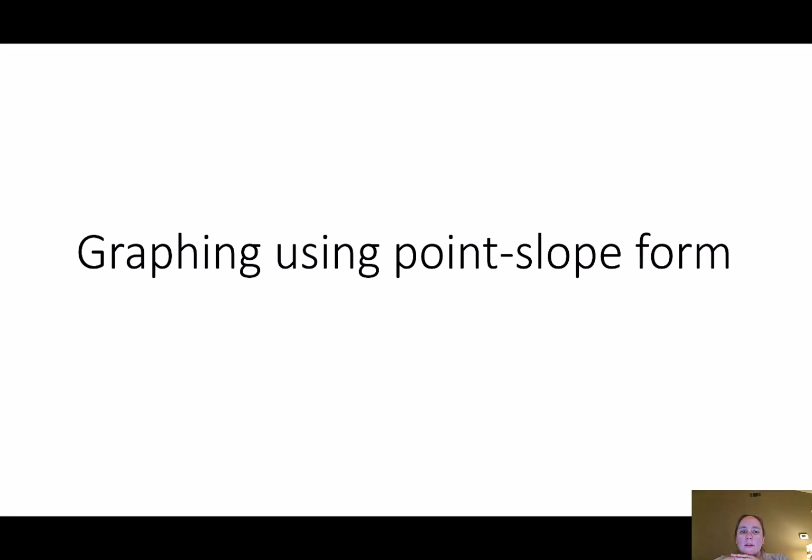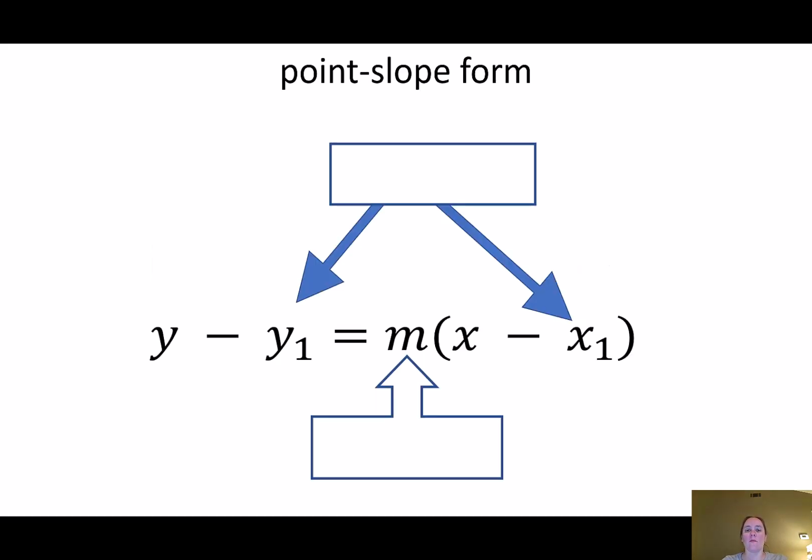All right. So we're going to talk about one more form that we haven't talked a lot about with linear equations to this point, and that is called point-slope form. Point-slope form is y minus y1 equals m times x minus x1.